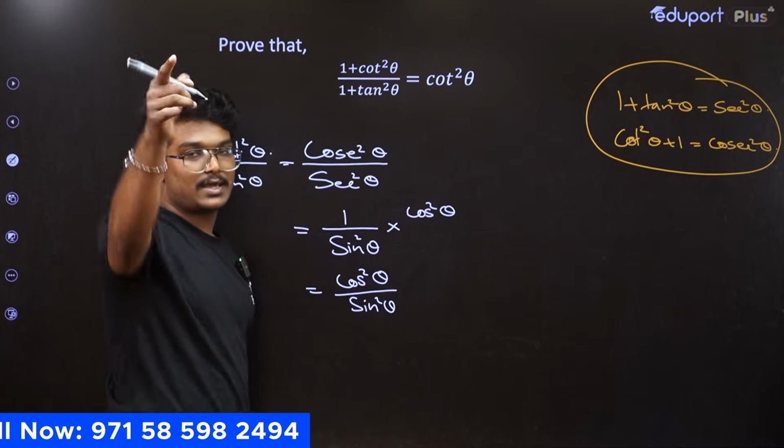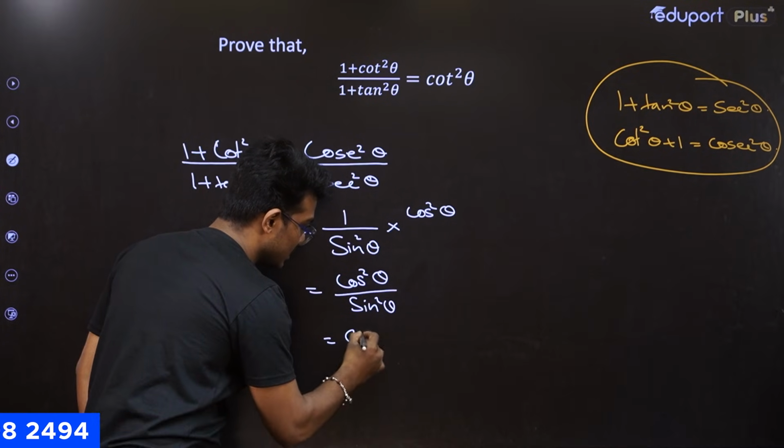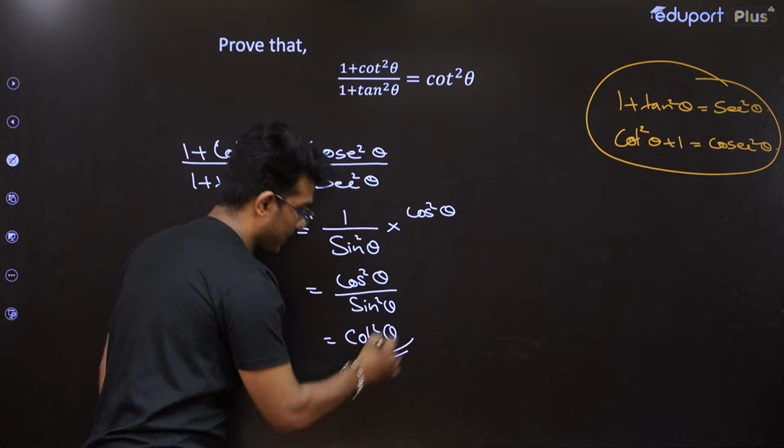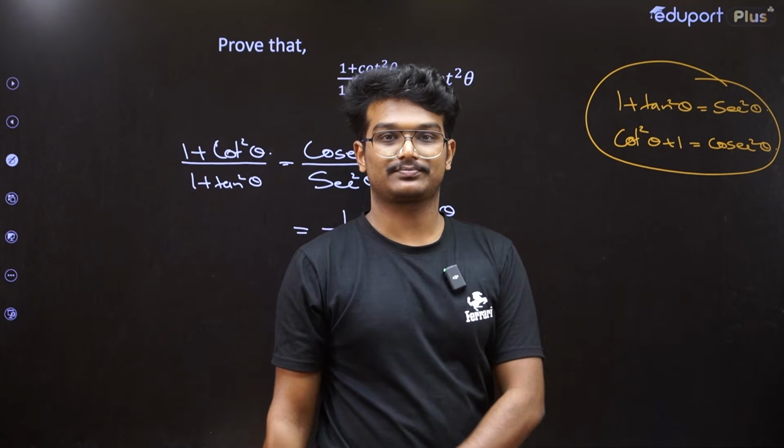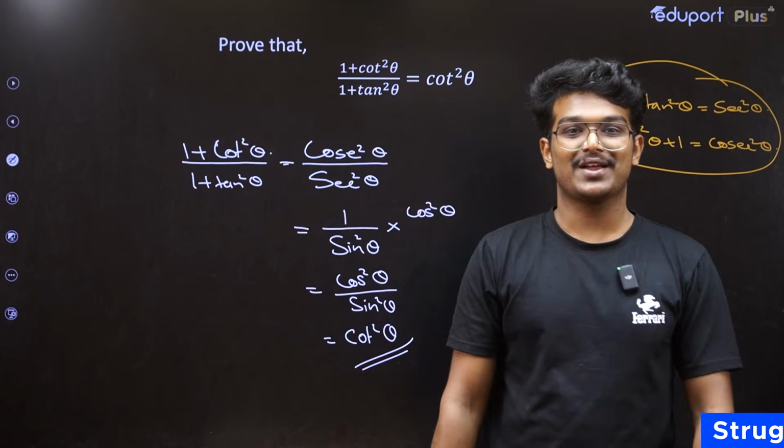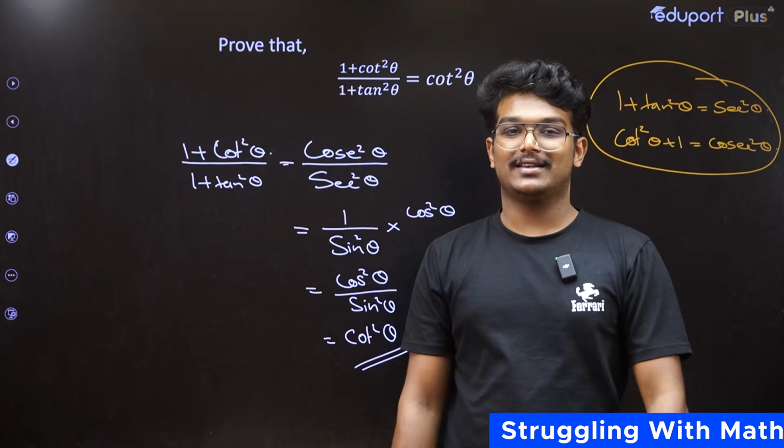Cos by sine, that is cot. So the answer is cot square theta. We already proved that. Is it simple, right? Okay, let's move to the next question.